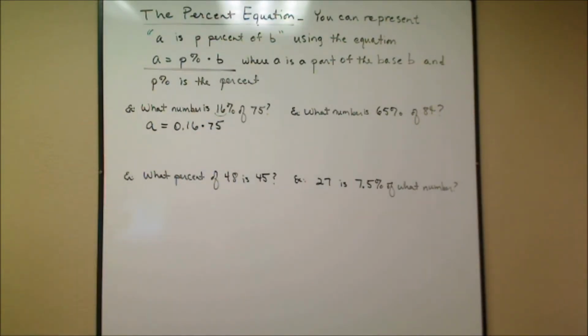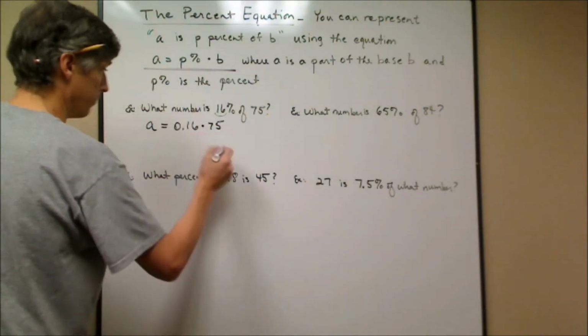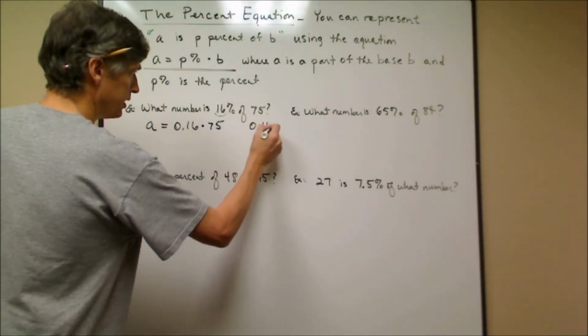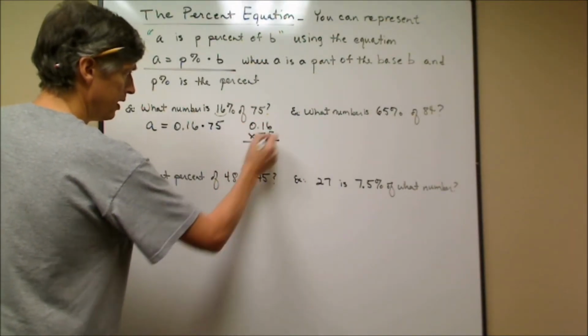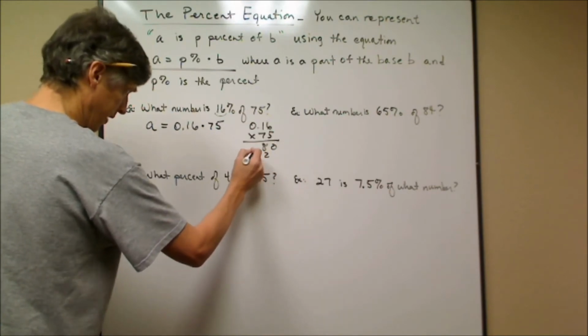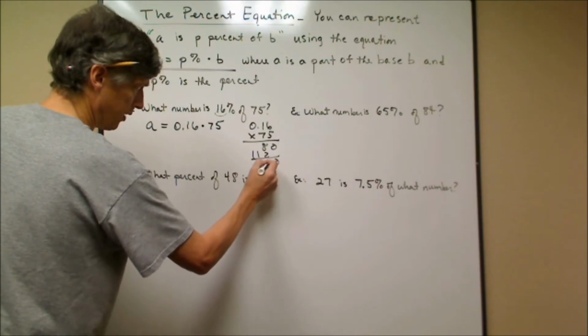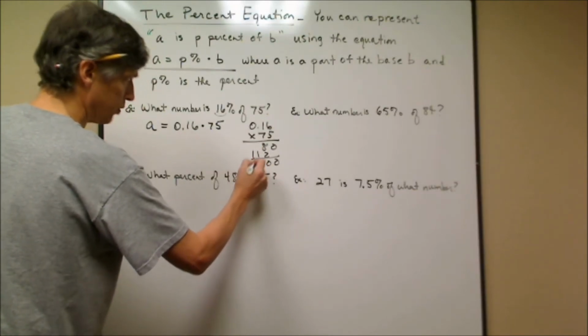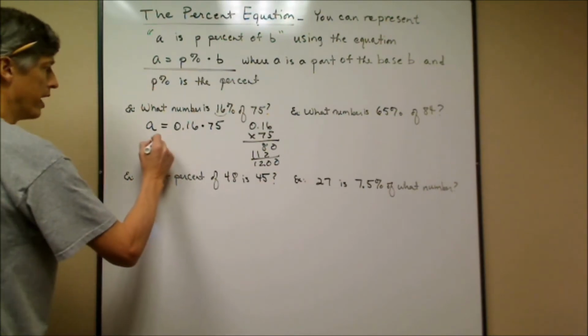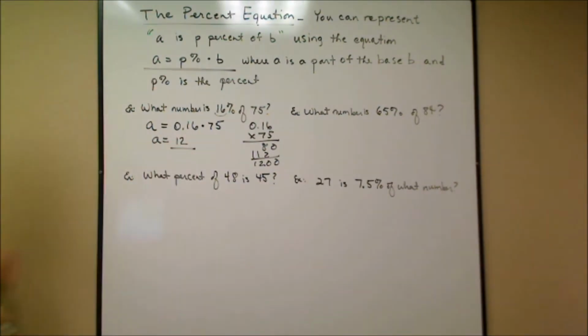We did something a little bit like this way back at the beginning of lesson 1, 7.1. So I'm going to multiply 0.16 times 75. That's a 0, carry a 3, that's an 8, that's a 2, carry a 4, that's an 11, that's a 0, that's a 0, carry a 1, that's a 2, that's a 1. I have 2 decimal places. I get 12. A is equal to 12. And that's the number. 12 is 16% of 75.